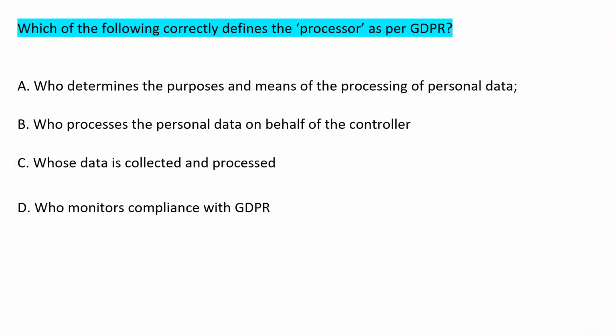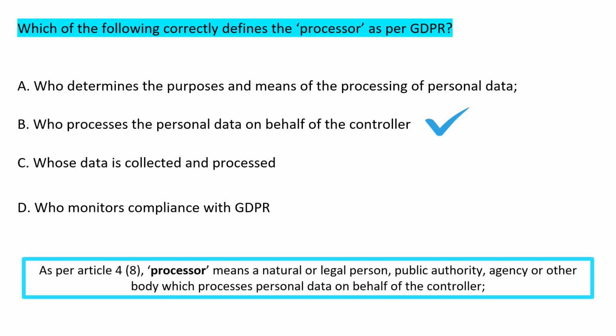Next question. Which of the following correctly defines the processor as per GDPR? Correct answer is option B, who processes the personal data on behalf of the controller. As we discussed earlier, Article 4.8 defines the processor, and processor means any natural or legal person who acts on behalf of the controller.